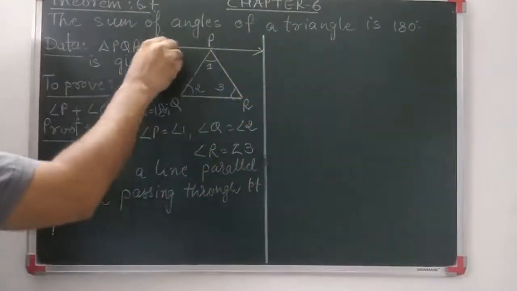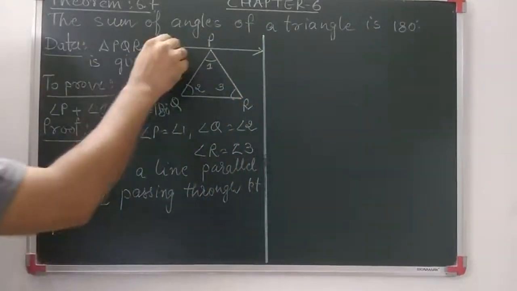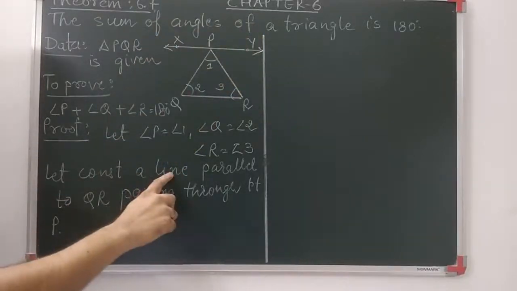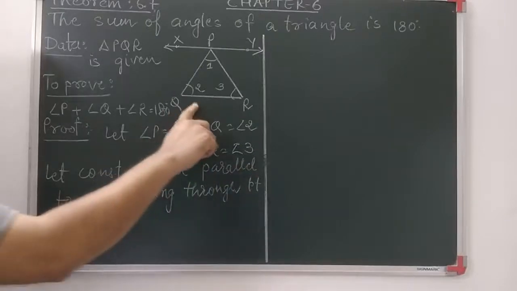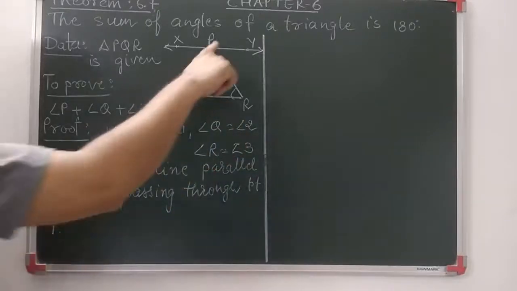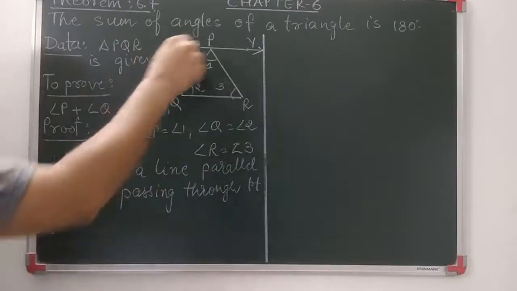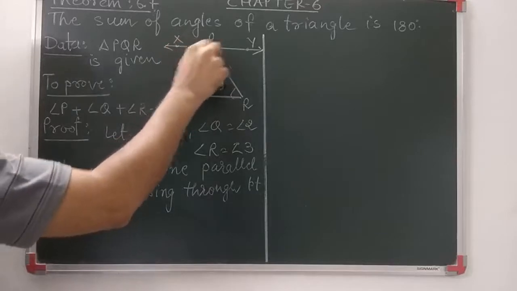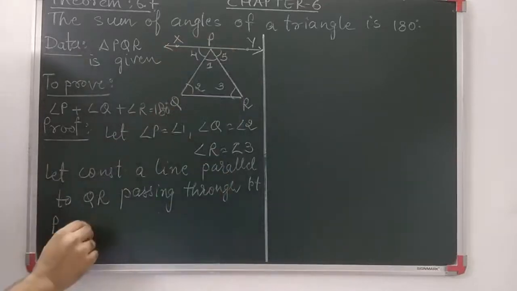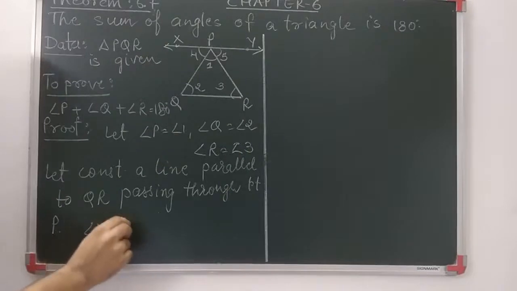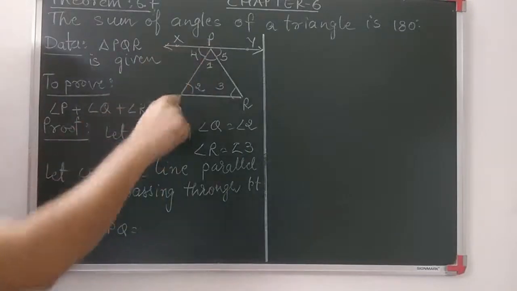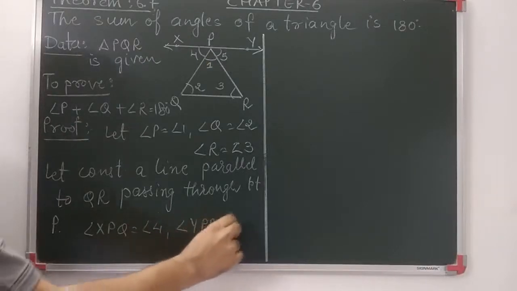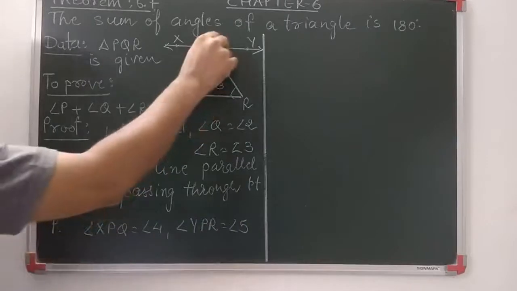Students, you have to remember this here. Let me give the name of this line XY. So I have written: construct a line XY which is parallel to QR and passes through P. You can see that two more angles are formed here. Let us name them. As this is angle 3, we'll call this angle 4 and this angle 5. So angle XPQ is angle 4, and angle YPR is angle 5.